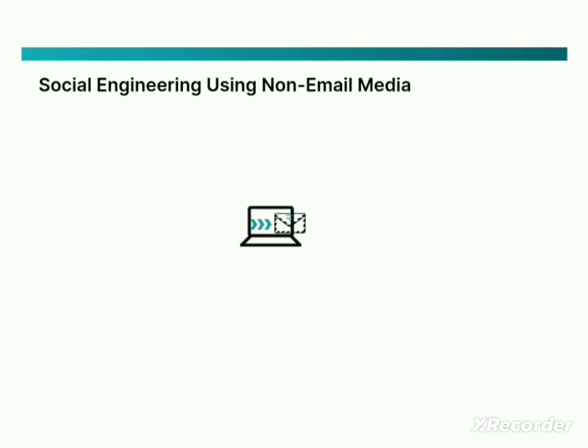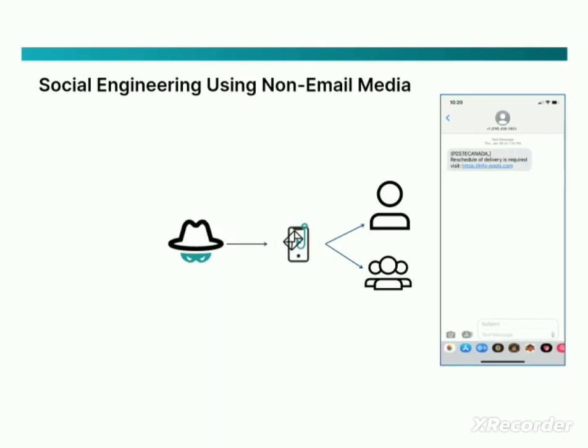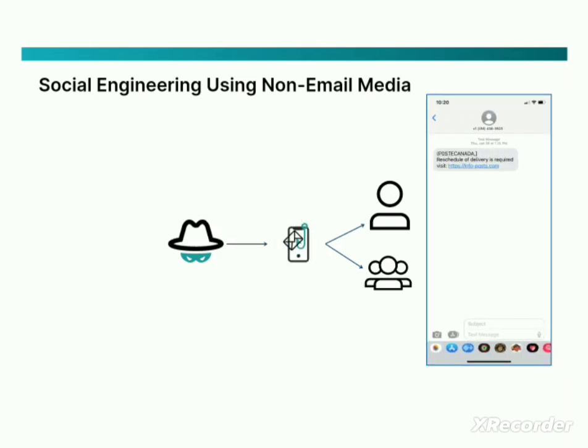Since the introduction of email as a ubiquitous means of communication, other methods have become popular, such as instant messaging, live chat, and SMS or text messaging. These methods can also act as threat vectors for a social engineering attack in the same way that email is used. A phishing-type attack that uses these media is known as smishing.